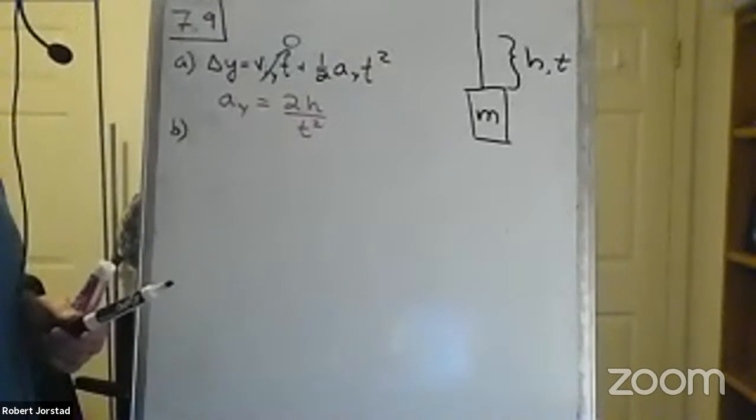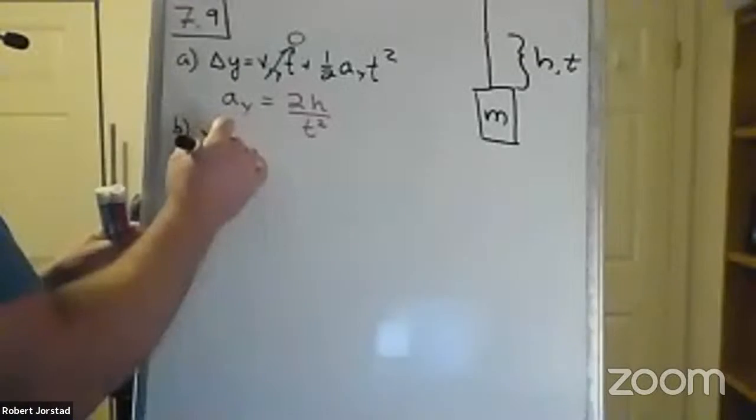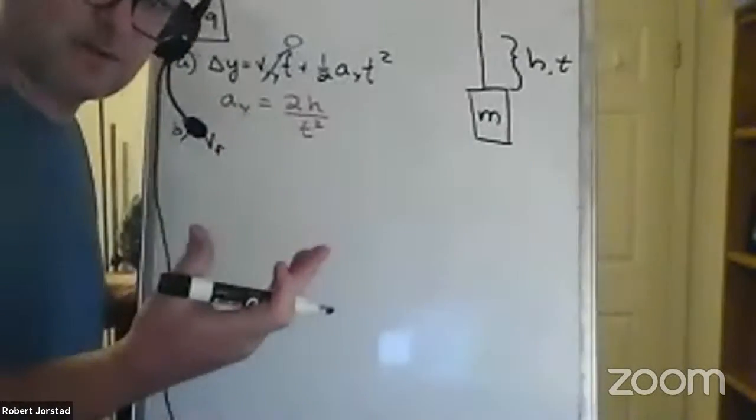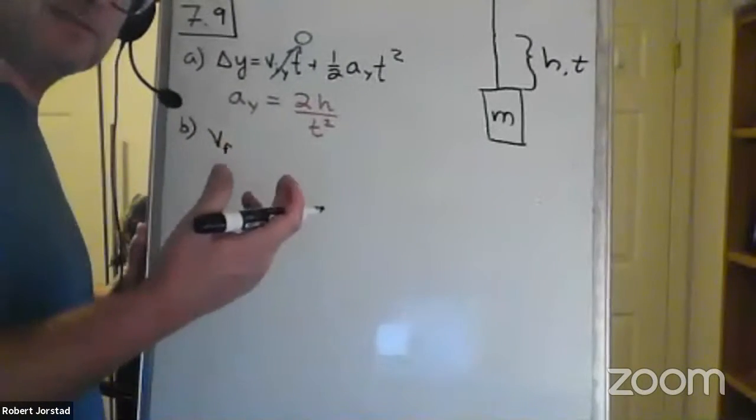What do you think? You can throw it in the chat if you want. Could it be v final squared equals v initial squared? You could, yeah, it's basically another kinematics equation. Seems like the best way to go. You could try to do work and energy, but we don't know the forces.